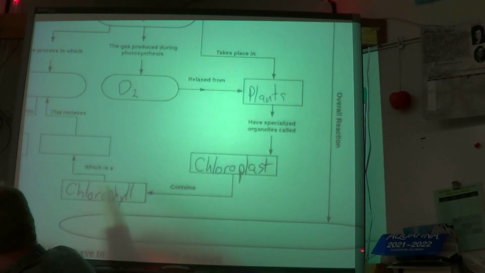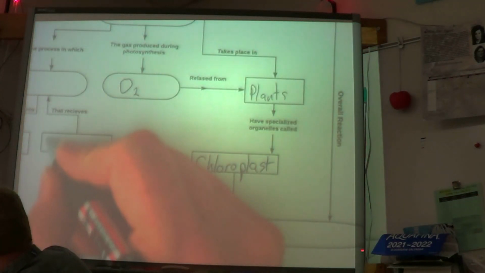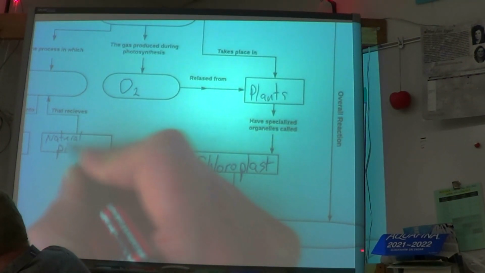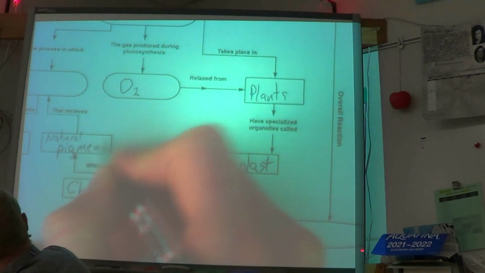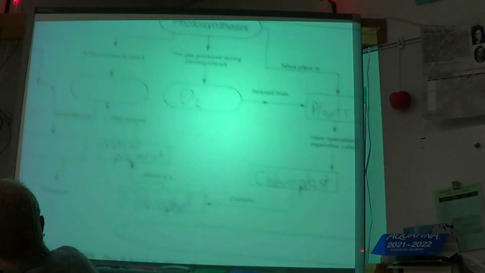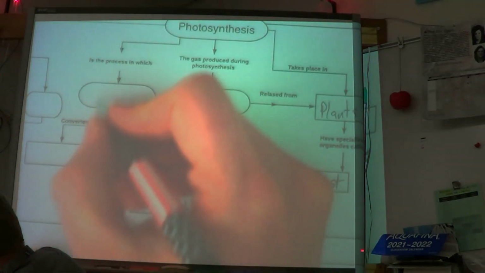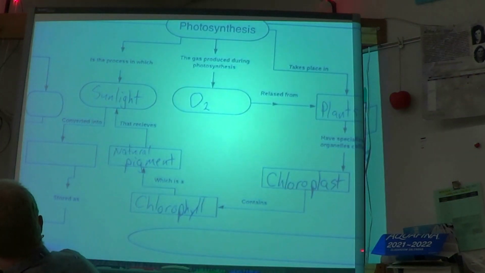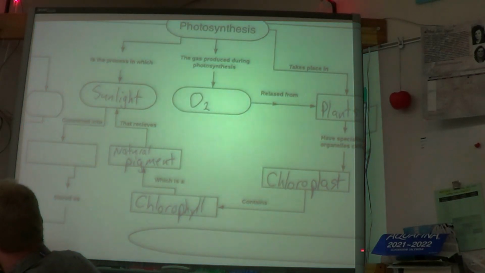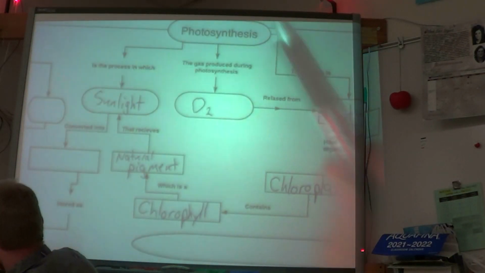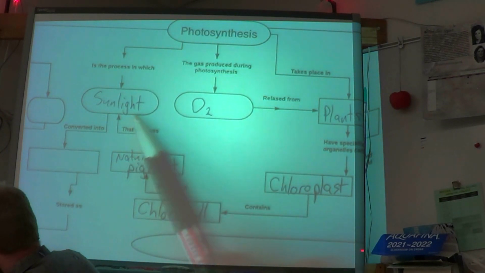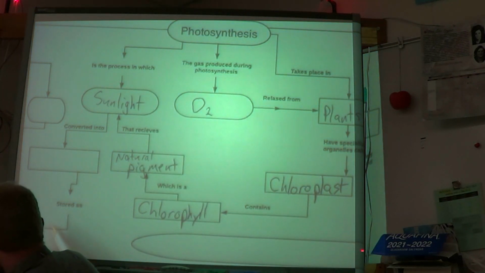And chlorophyll, which is a natural pigment, is a natural pigment that receives sunlight. Or you could say light. I think sunlight probably works the best here, because light, sunlight, there's two lights, one sunlight, but whatever. Or we could say photosynthesis is the process in which sunlight, okay, right, so sunlight fits there too.